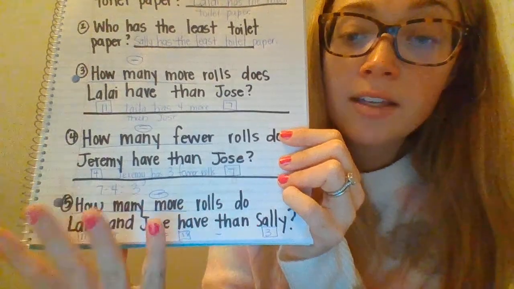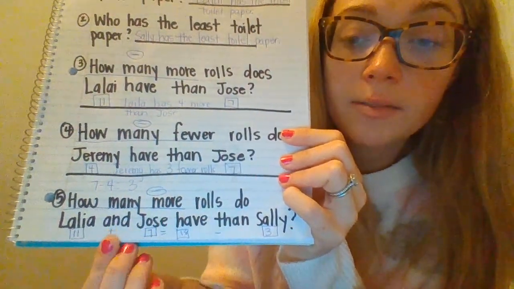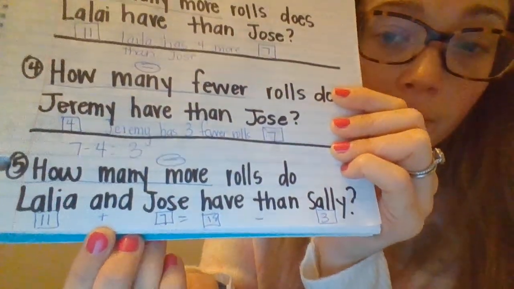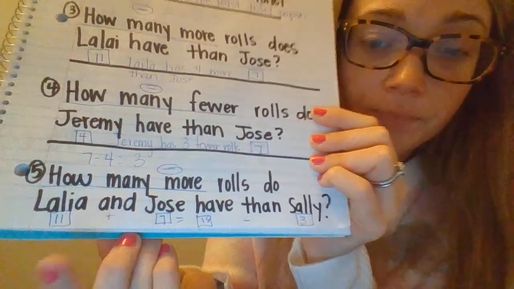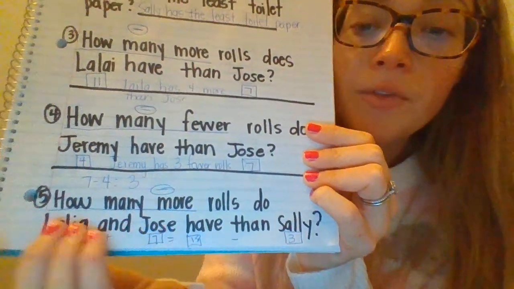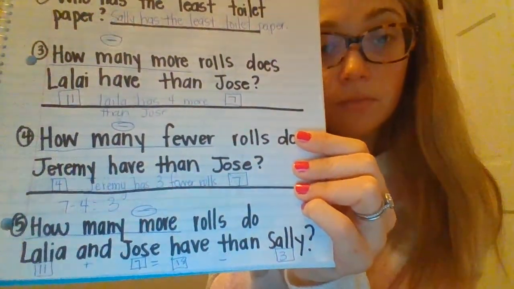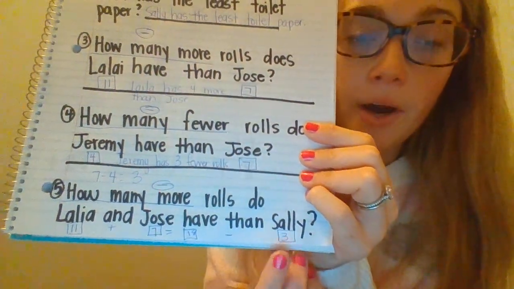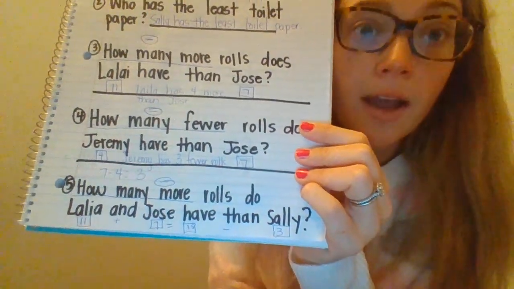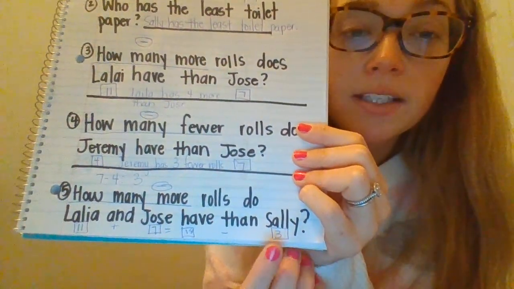So I have to find together, and is my keyword. And I know when I'm putting things together, I'm adding. How many do both of them have together more than Sally? So I only had to put one box underneath Sally because that's my one category. It's just Sally. So I put my 3.